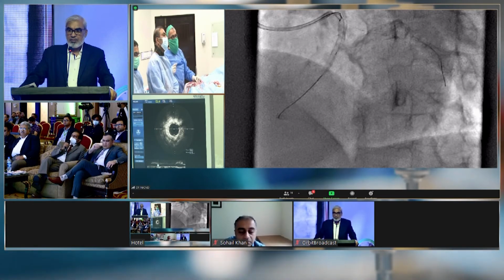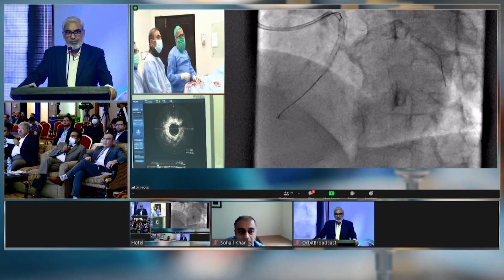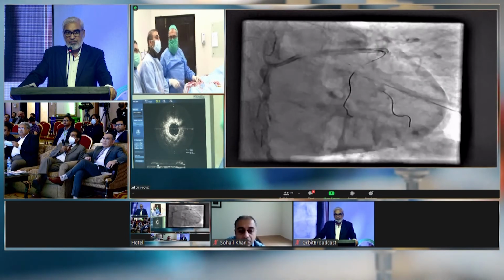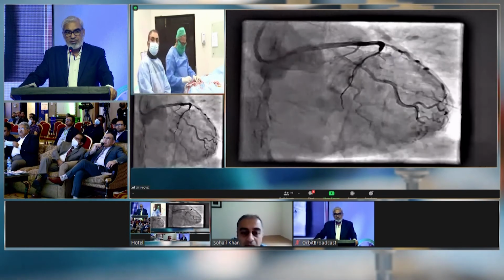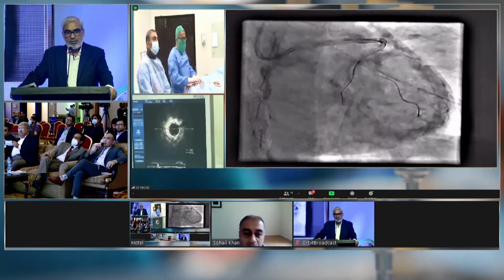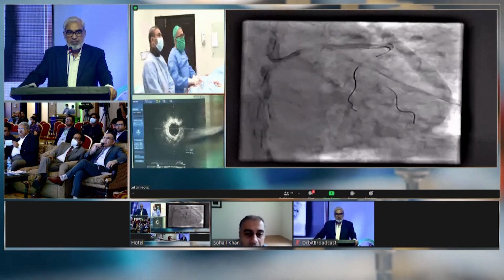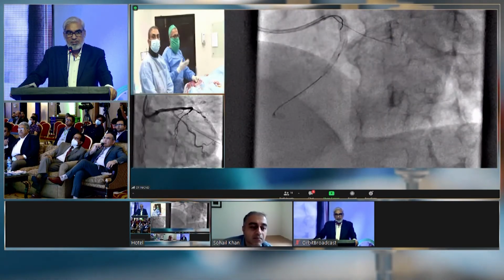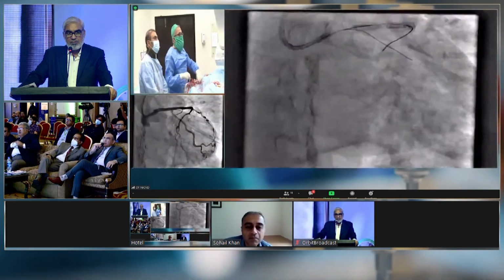Can you show us the final view in an AP caudal position? And maybe pull the wire back a little bit into the soft portion. Naveed, pull the wire back, soft portion. Pull the wire back and then take an AP caudal view. Yeah, pull the wire back. Now let's take a picture now.